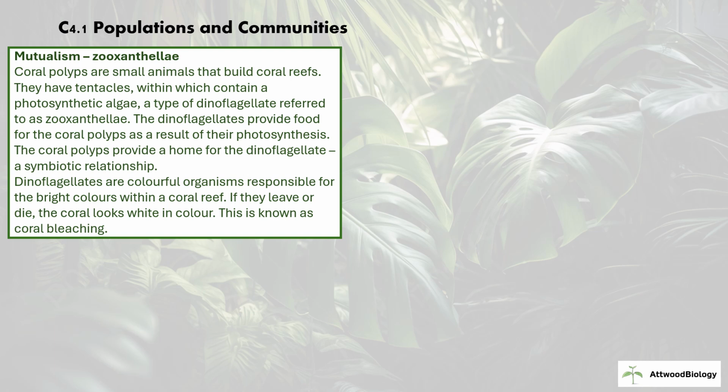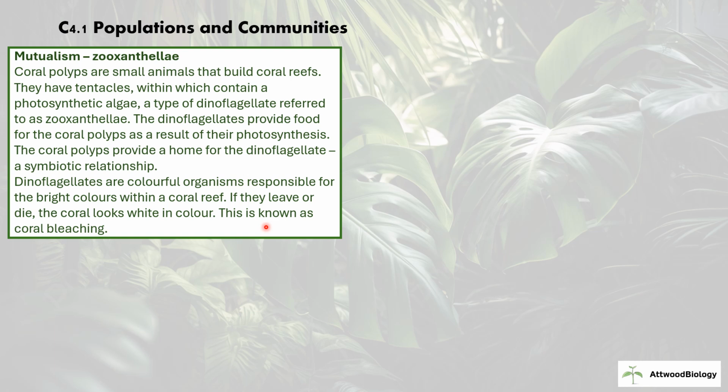Okay, the final example of mutualism is this zooxanthellae. I think that's how you say it. And this is all about coral. So coral polyps are teeny tiny animals that build the coral reefs, and they have tentacles which contain photosynthetic algae, which is a type of dinoflagellate referred to as this zooxanthellae. And the dinoflagellates provide food for the coral polyps as a result of their photosynthesis. So they photosynthesize, they make carbon-containing compounds, and then the coral polyps can use these. The coral polyps provide a home for the dinoflagellate, so therefore it's a symbiotic relationship or a mutualistic relationship.